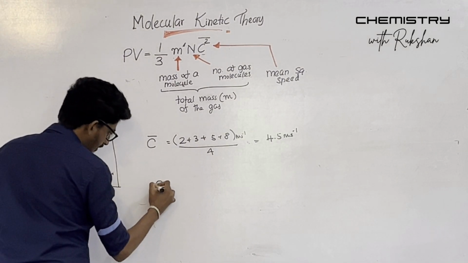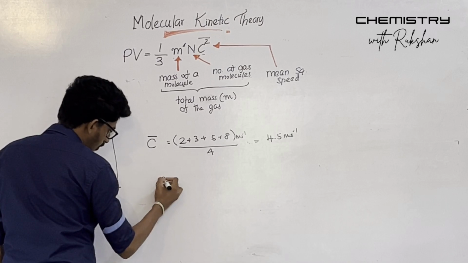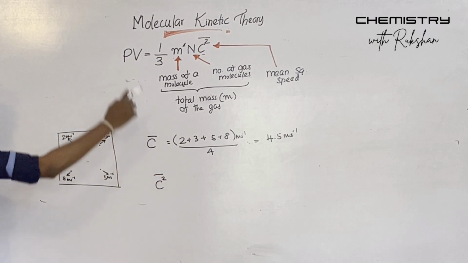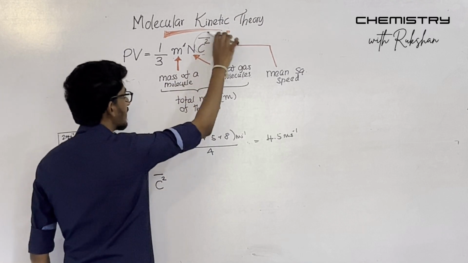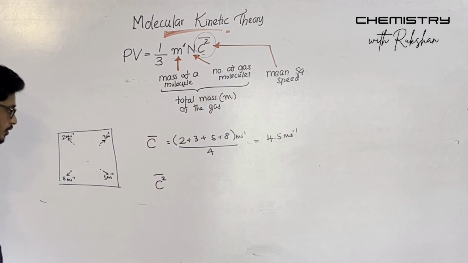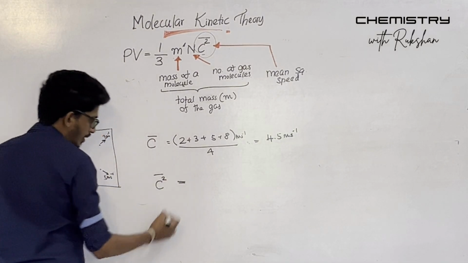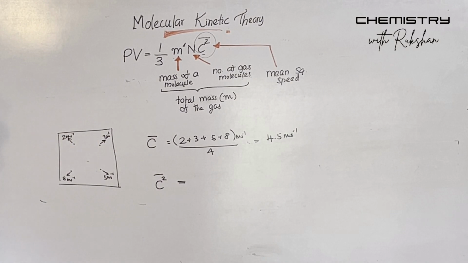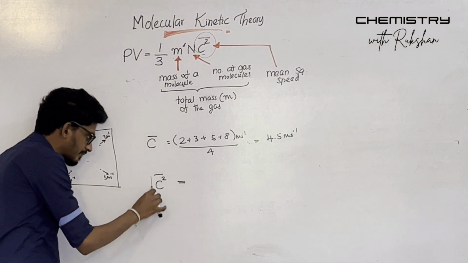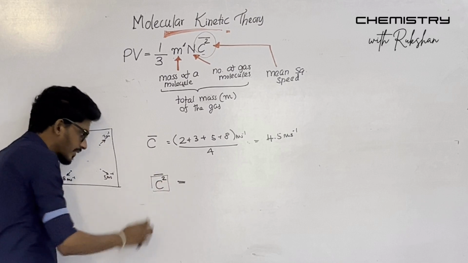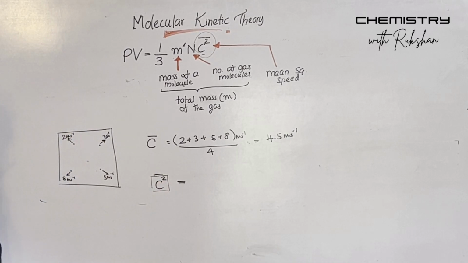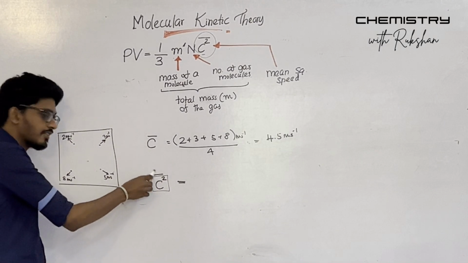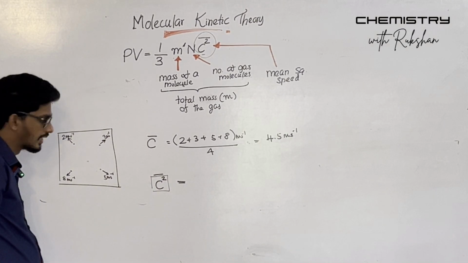If you think of c squared bar, that is our major interest here, right? So c squared bar, what is that? To come up with c squared bar, what we need to do is first take the squares, then take the average. That is what this means.